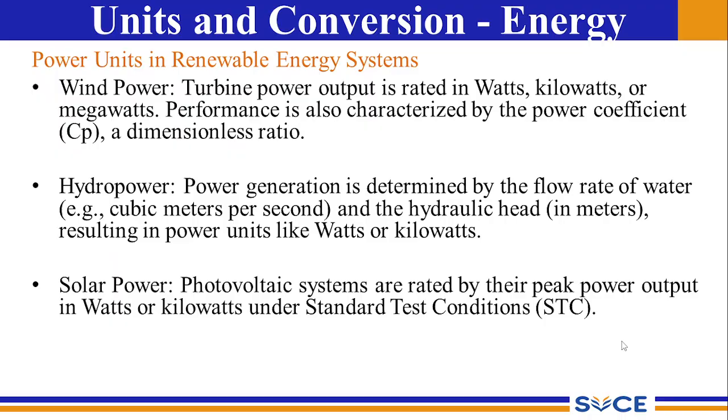Now coming to your renewable energy systems. You have a lot of new systems coming into the picture like wind power, hydropower, solar power. For example, first you talk about wind power: the total turbine output is rated in terms of watt, kilowatt, megawatt, depending on the capacity of the turbine. Performance is characterized in terms of power coefficient, which is a dimensionless ratio. Hydropower is determined by the flow rate of water, that is cubic meter per second, and the hydraulic head, resulting in power units like watt and kilowatt.